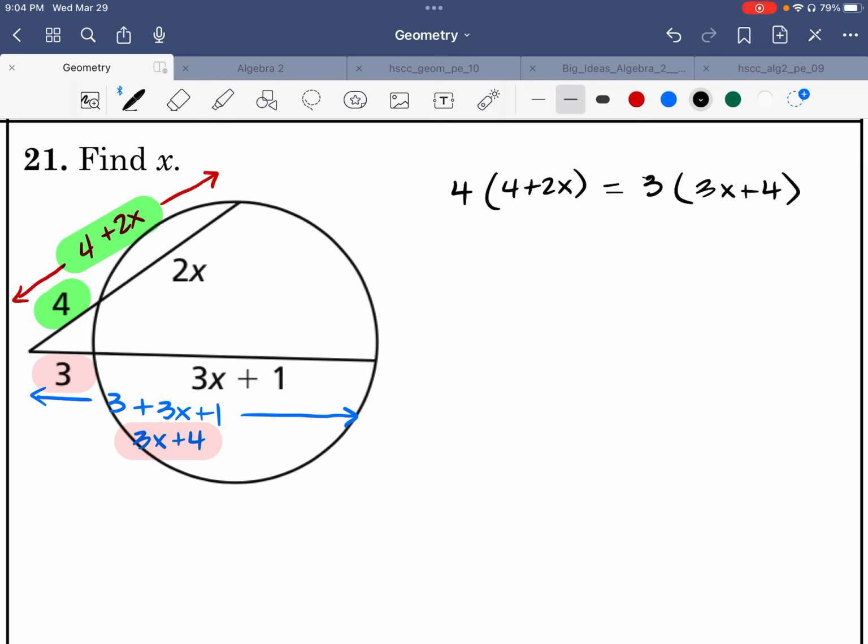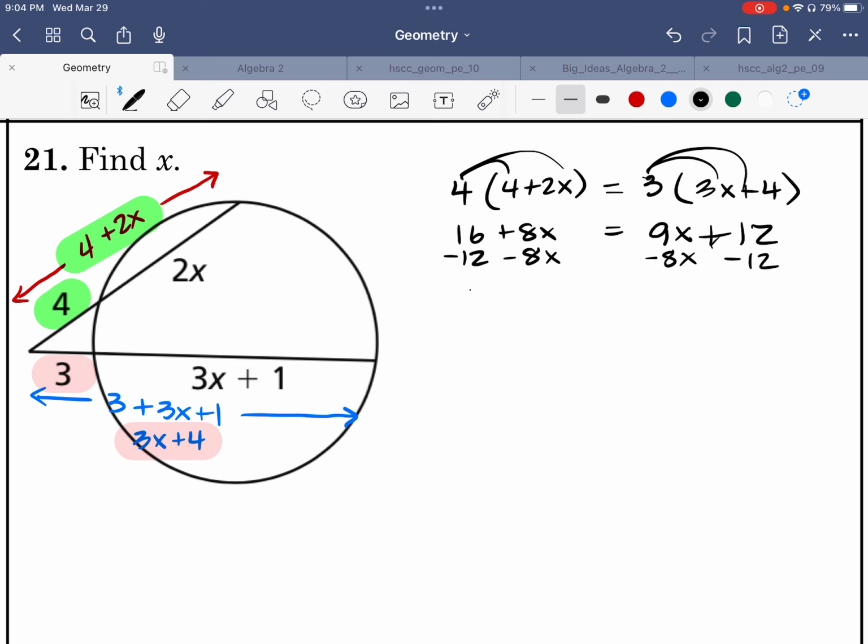And we're going to go ahead and solve it by using the distributive property. 16 plus the 8x, for those of you that need to see it, just multiplied right there. And then 3 times 3x, which is 9x. 3 times 4, which is 12. Those have to be equal. I'm going to get all the x's onto the right side, so I'm going to take away the 8x. And I'm going to get all the non-x's to the left side, taking away the 12. This gives us 4 on the left, just 1x on the right, and there's our answer. X is equal to 4.